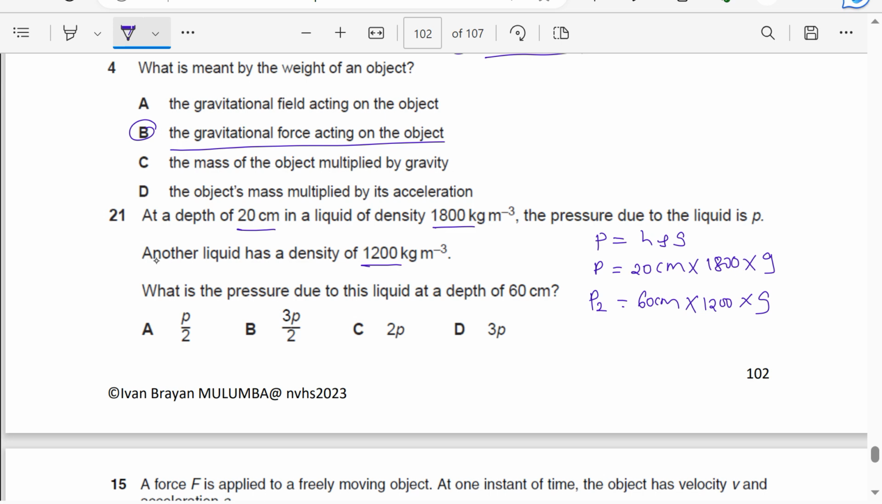So I'm just going to divide these two. So P2 divided by P is going to be equal to, g cancels, centimeters cancels, so I will remain with 60 times 1,200 divided by 20 times 1,800. So when I press this, this gives us 2. It means P2 is equal to twice P. So the answer is automatically C. The pressure at that point is going to be twice the other one. As simple as that.